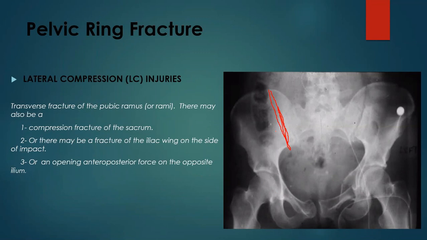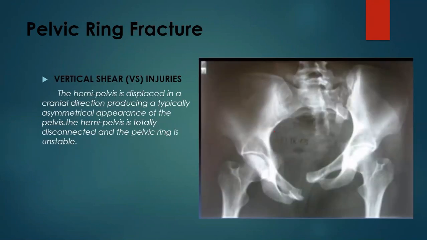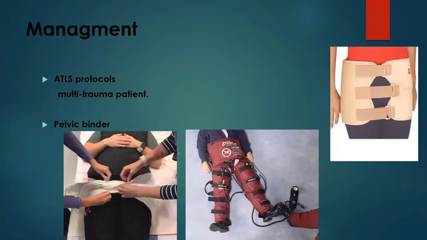Then we have the vertical shear fracture. This type of fracture usually happens when one falls from a height. If he landed on just one limb, there will be imbalance. You will notice this is the normal one. You notice this one, which is going upward. This is called vertical shear. The whole hemipelvis is disrupted and displaced upward. This is the most harmful type of pelvic fracture, which may lead to neurological injury and an open fracture.